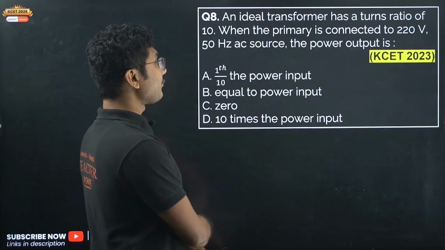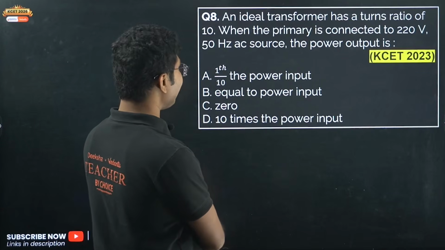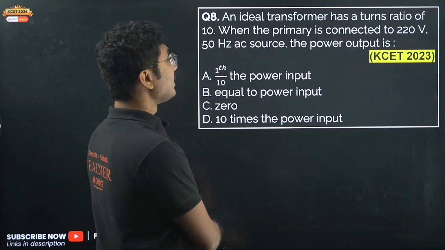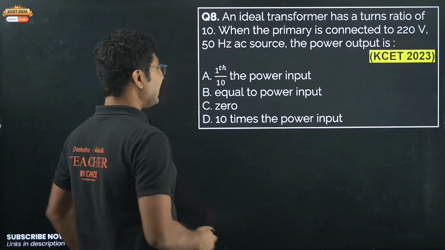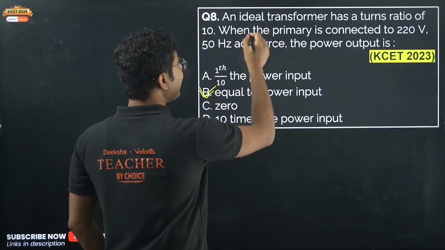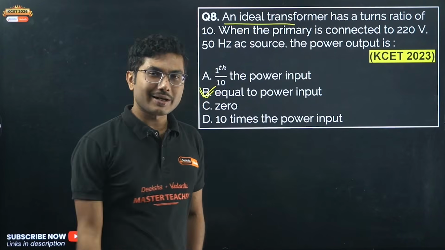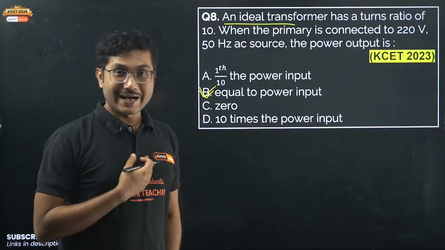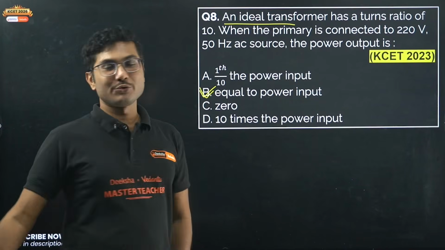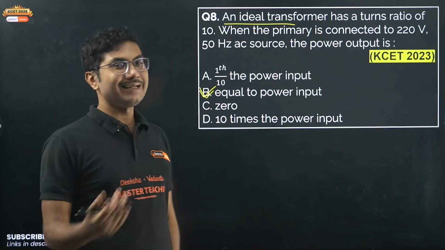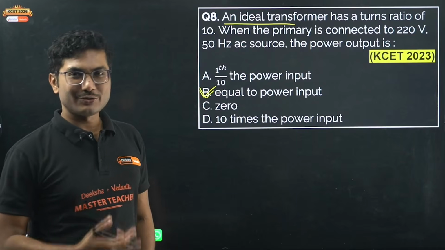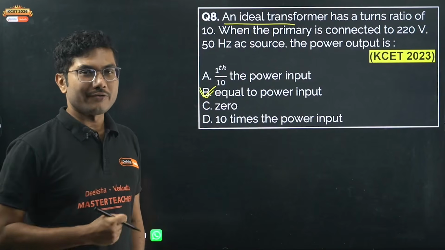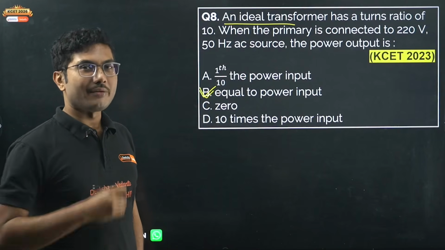An ideal transformer has turns ratio 10. When the primary is connected to a 220 volt 50 Hz AC source, the power output is equal to power input. For an ideal transformer we do not need the turns ratio or the voltage. We should only be careful that if it is an ideal transformer, then power input should be equal to power output. It does not have anything to do with turns ratio or voltages. They are only given to confuse you. Be confident that an ideal transformer means power is constant.